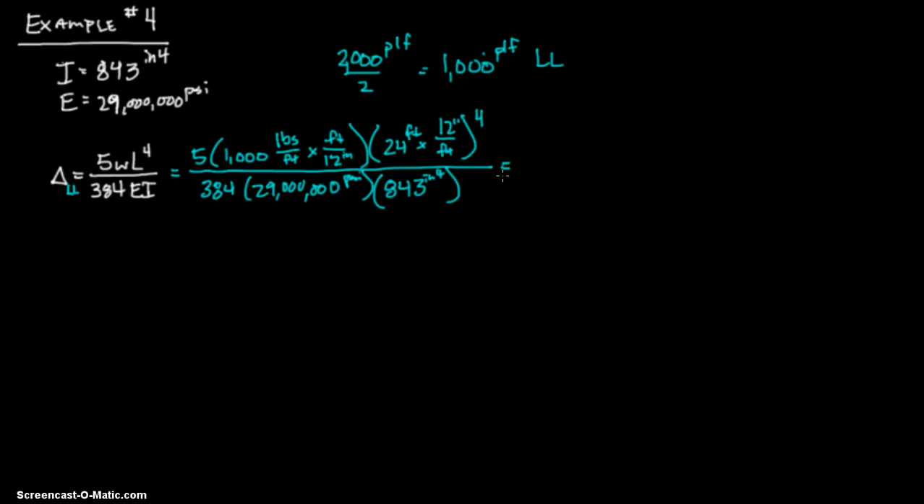5 times 1,000 divided by 12, times parentheses 24 times 12 close parentheses to the fourth divided by 384 divided by 29 million, divided by 843. And you get 0.31, let's say. And this is going to be deflection, so that's going to be in inches.